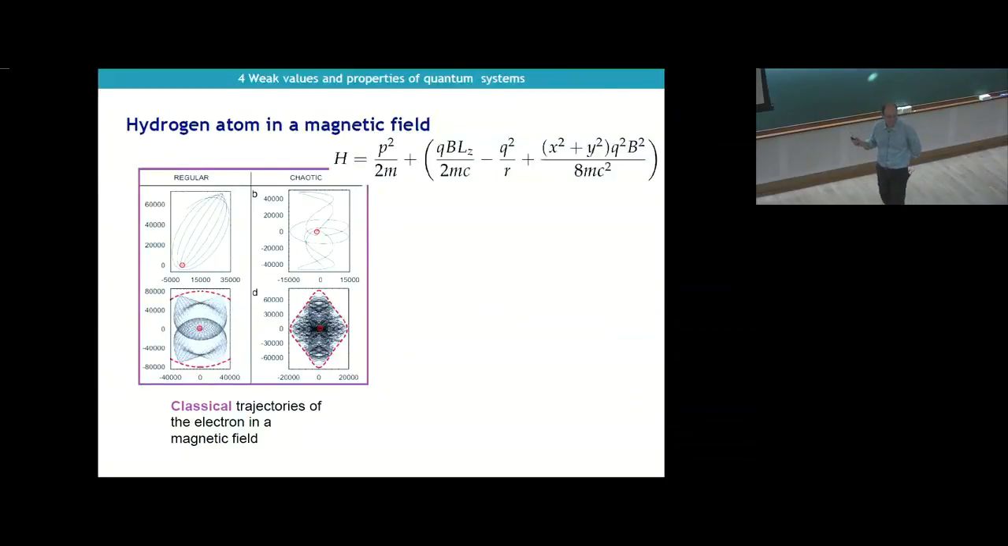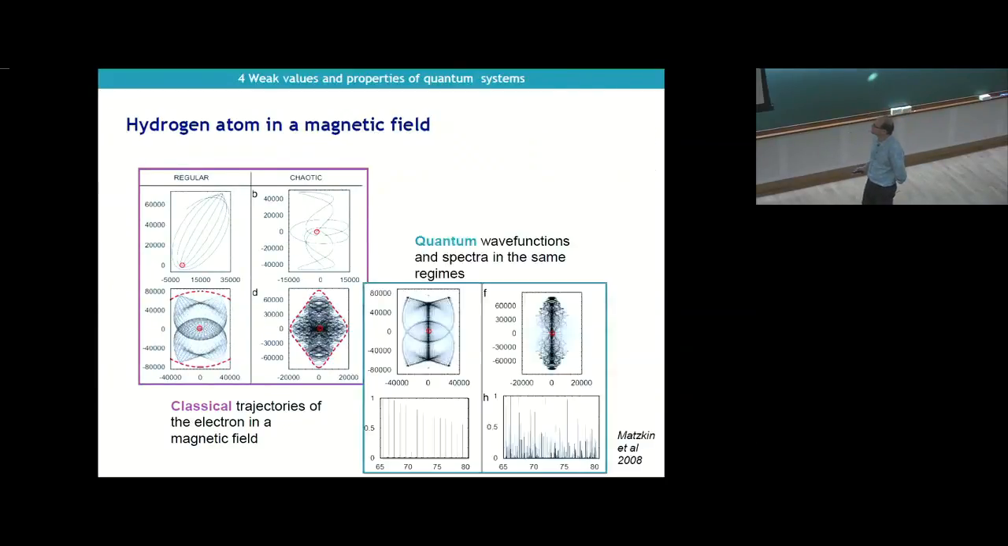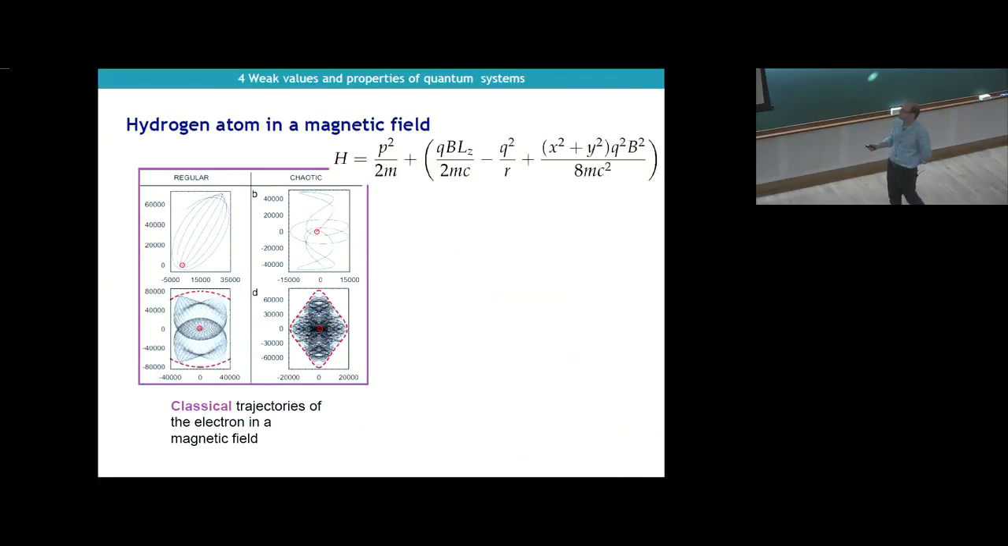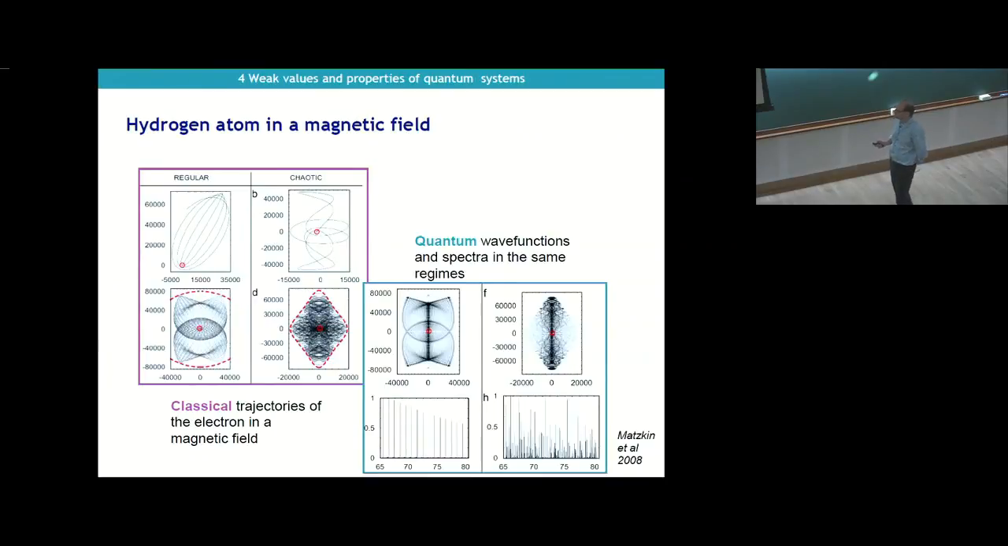This is purely classical. I'm just doing classical mechanics. Now, I can solve the Schrodinger equation, so I have this. This becomes a non-separable two-dimensional Schrodinger equation. I have to solve it numerically. There are no analytic solutions. But if you do this, then you will see that if you have the same magnetic field and energy parameters as in the classical case, this is what a typical wave function would look like.